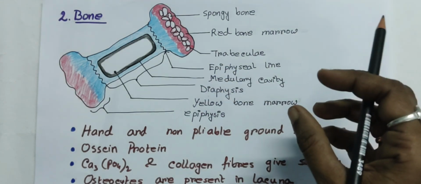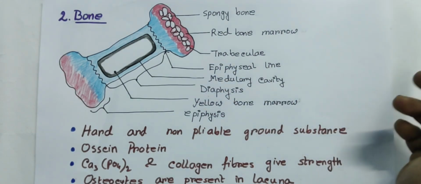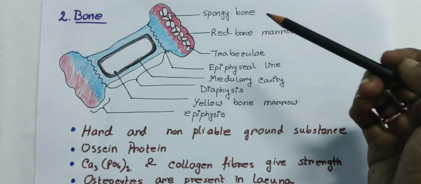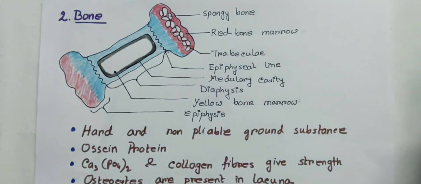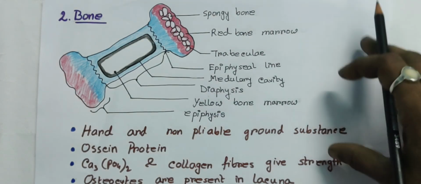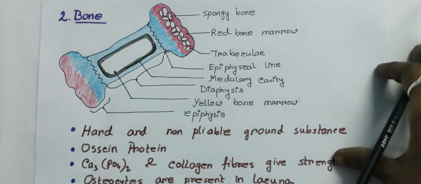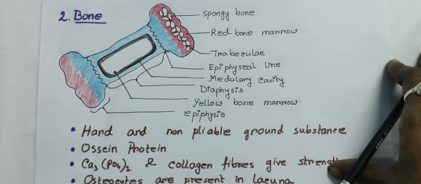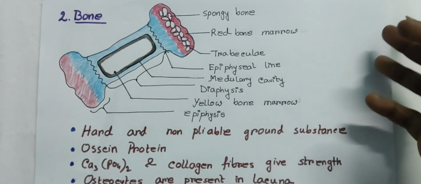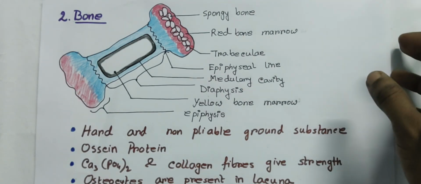Okay, the cells of the bones are called osteocytes, and the red bone marrow is the site of hemopoiesis, that is the production of the red blood cells. So the main function of the bone is to give the structural frame, give support, protect the softer tissue organs, bear weight and help in locomotion.